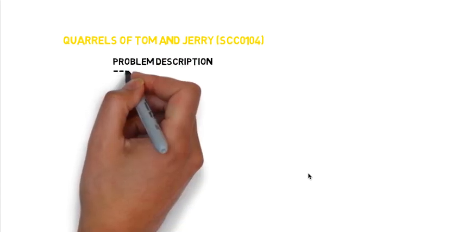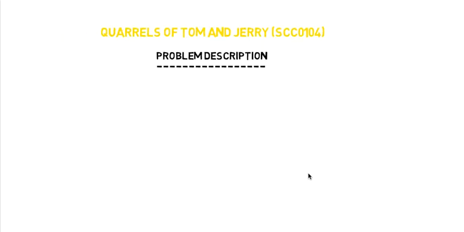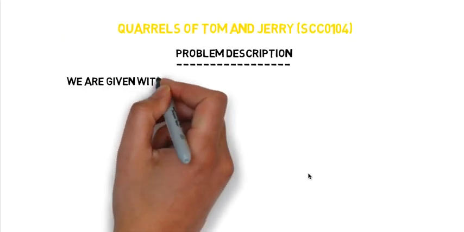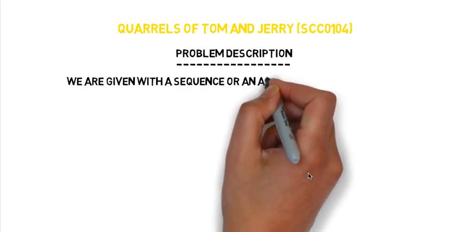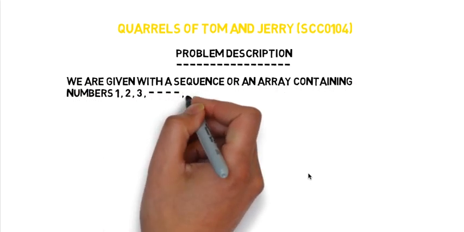In the question, we were given an array or a sequence of integers from 1 to n, and the array is 1 based indexed. That means the first index is 1.